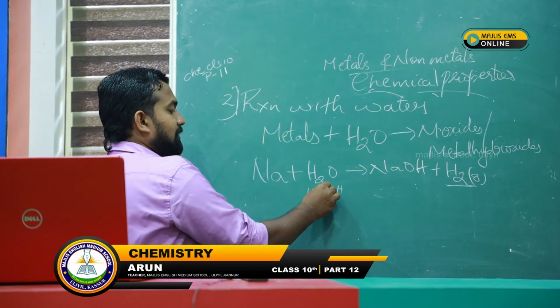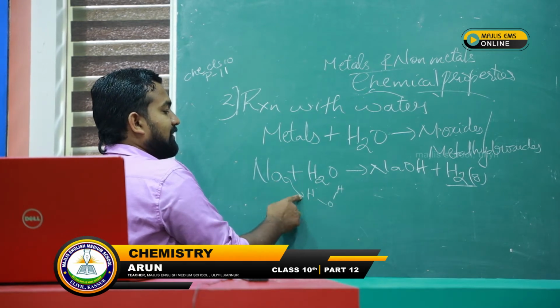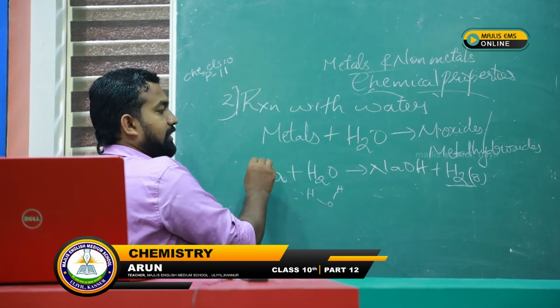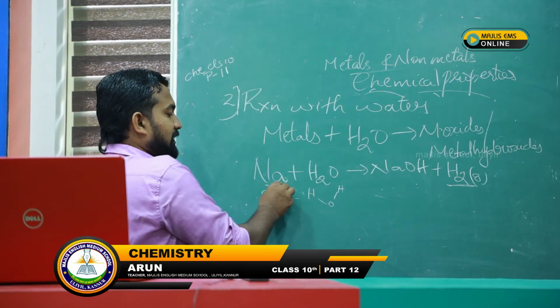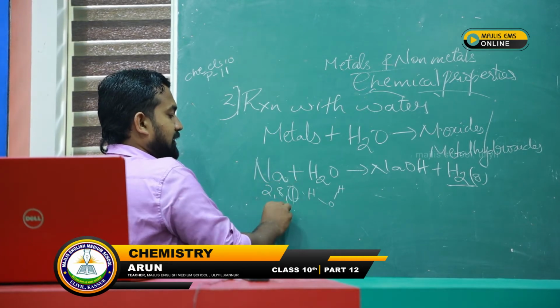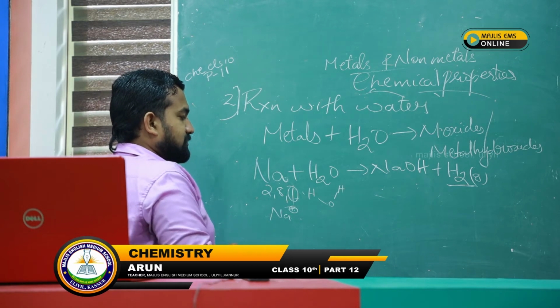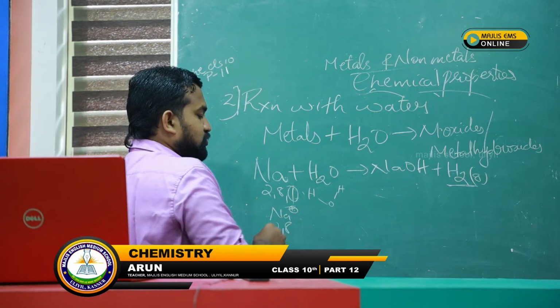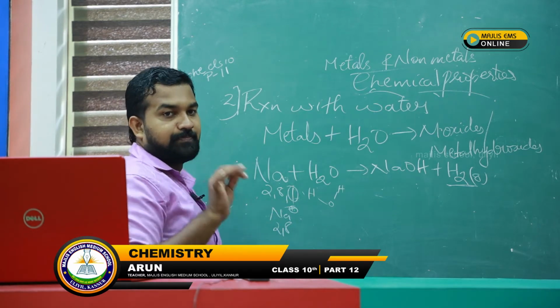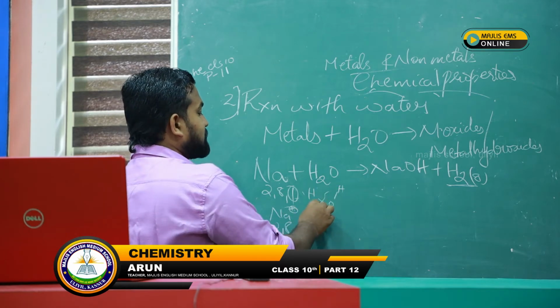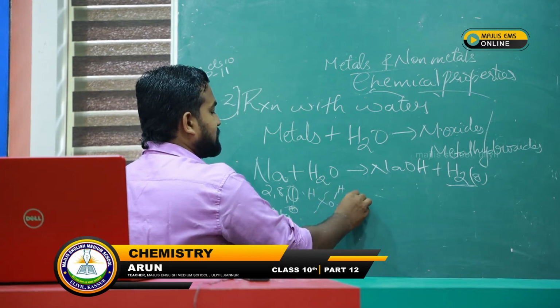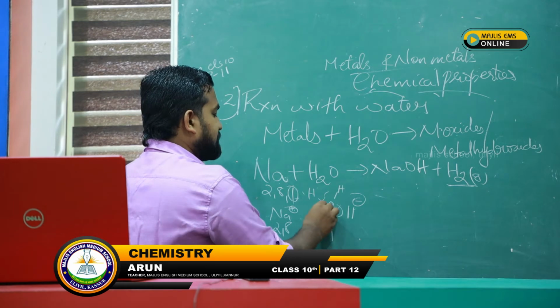So, the sodium will easily give away one electron. They will be ready to give away one electron; sodium is 2,8,1. So, they will become Na plus. Na plus means it is 2,8. One extra electron is given away. That extra electron will be splitting water into OH minus and H plus.